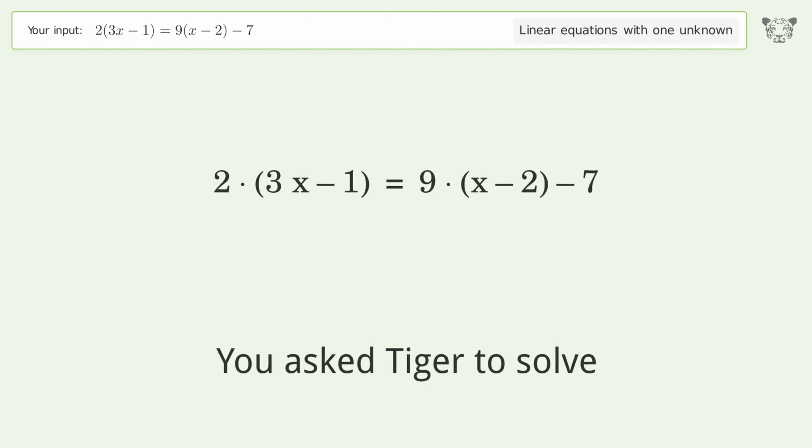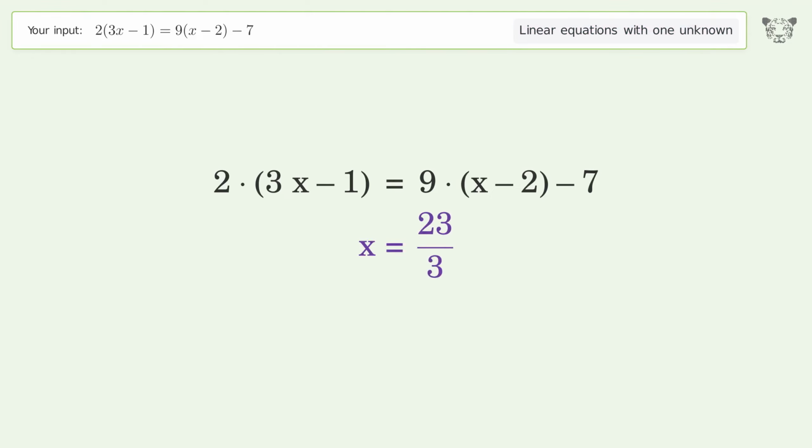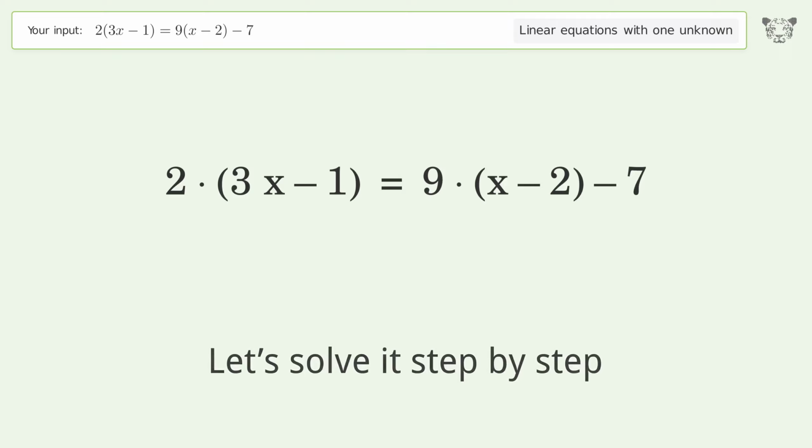You ask Tiger to solve this. This deals with linear equations with one unknown. The final result is x equals 23/3. Let's solve it step by step.